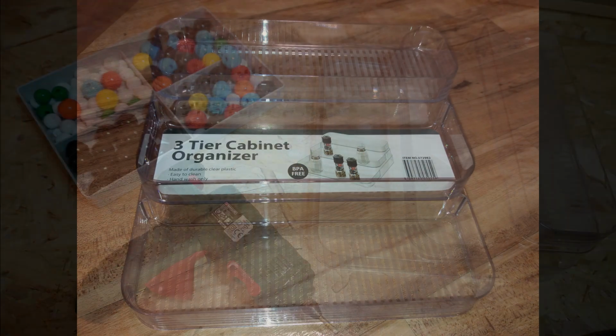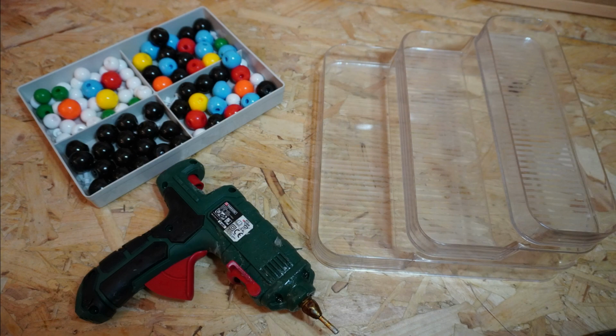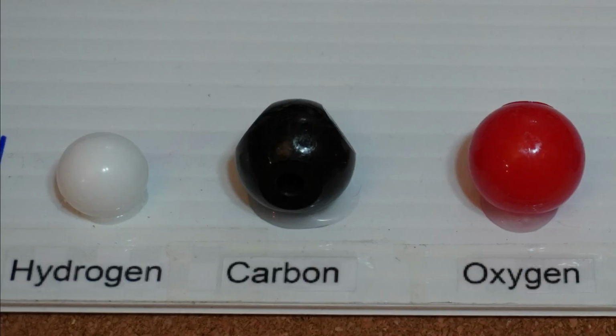All we need is a regular kitchen display tray, something like one of these, a hot glue gun, some molecules, and a bit of paper and a marker. The elements we're playing with today are carbon, which is black, hydrogen, which are the white ones, and oxygen, which are the red ones. But you can build this with whatever molecules or elements you want to.